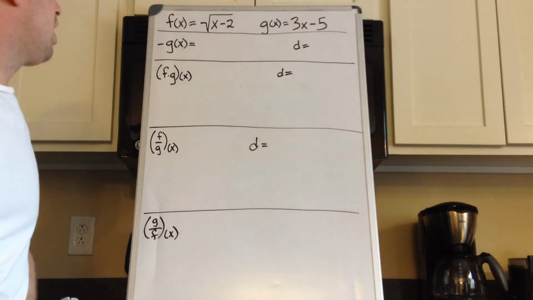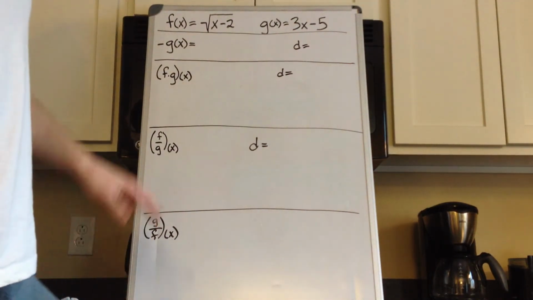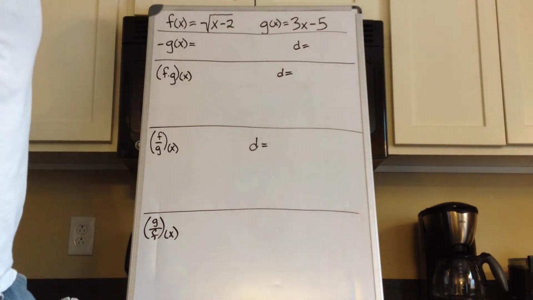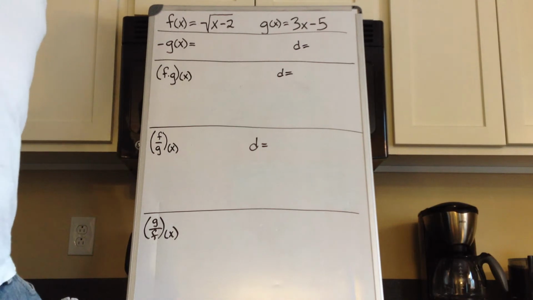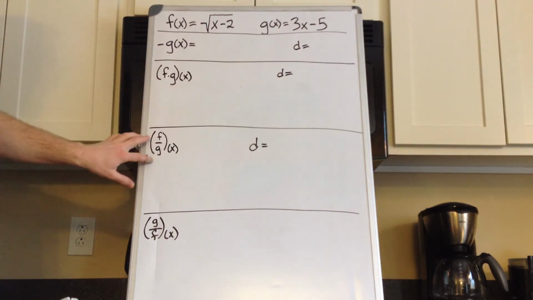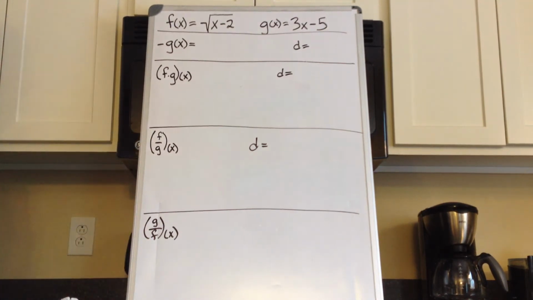Okay, here's a couple examples I would have liked to have had time to do in class, but didn't. If we have f of x equal to the square root of x minus 2 and g of x equal to 3x minus 5, those are our two functions. What we're going to do is find negative g of x, f times g of x, f over g of x, and g over f of x. And then we're going to find the domain of each one of those.